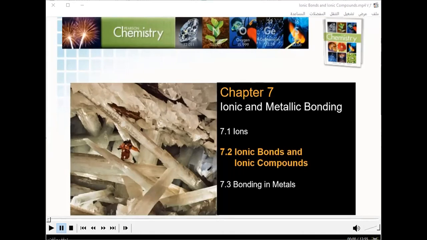Ionic compound is a compound composed of cations and anions. Excellent. Who can define ionic bonds?